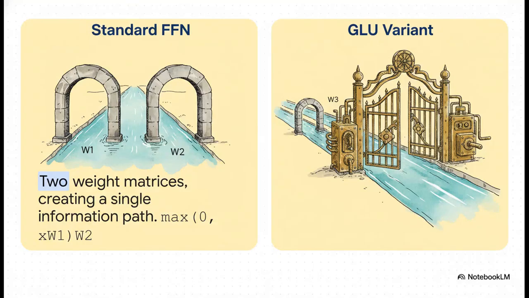And this slide, this is the whole aha moment right here. On the left, you've got the standard FFN, 2 weight matrices, 1 single path for the information. But look at the right. The GLU variant adds a 3rd weight matrix. This extra matrix is what creates the gate. It's a whole separate path whose only job is to control the main flow of information. It's just a much smarter design.